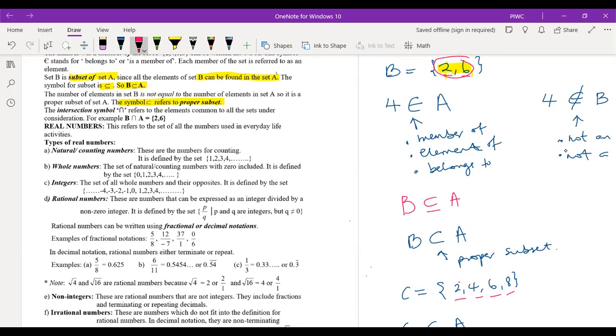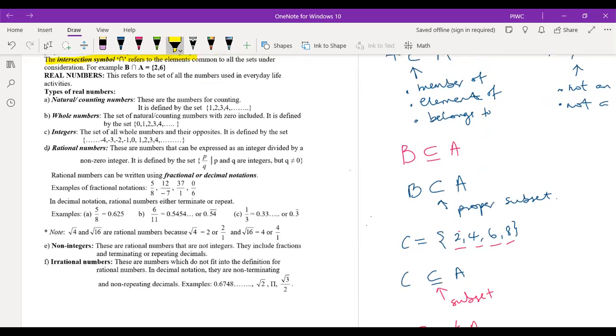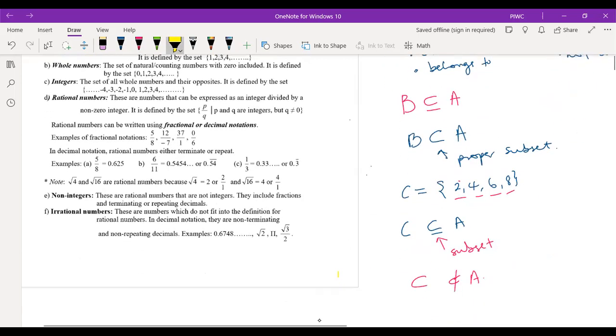Now, one more symbol that I'll talk about. The other symbol is the intersection symbol. Intersection. So this is the intersection symbol. Now, when we talk about intersection, we're talking about the elements common to the sets under consideration, right? So let's go back to our set A and set B again.